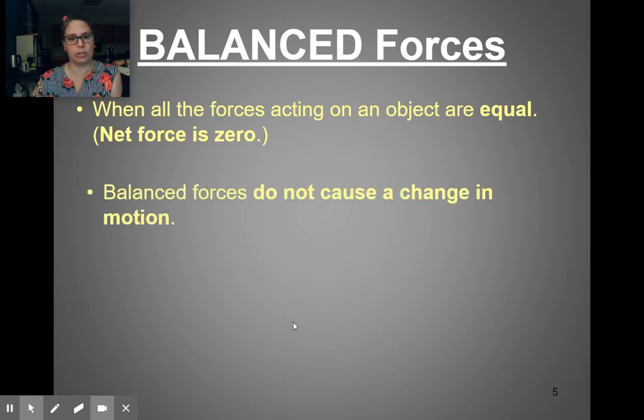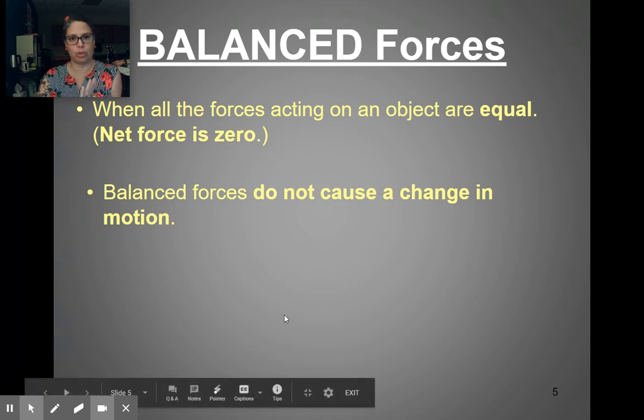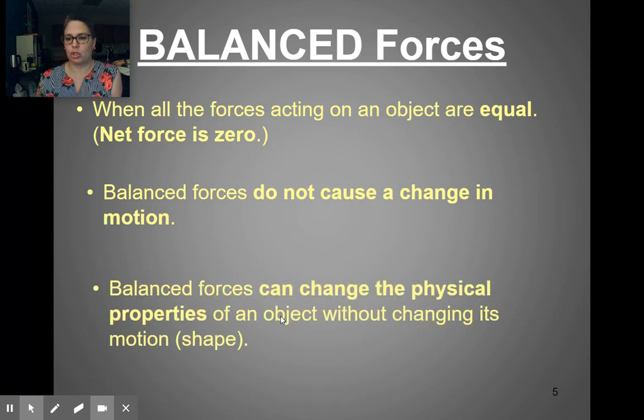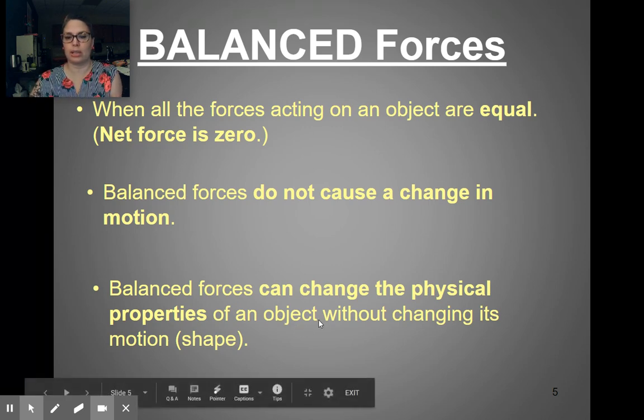Balanced forces do not cause a change in motion. So if something is still, it's going to stay still. Something in constant motion is going to stay in motion. That's balanced. Balanced forces can change the physical properties of an object without changing its motion. Picture this: a beat up old car in a compactor. There's force coming from both sides. The car's not moving, but the force applying on both sides is squishing the car. Is it changing the shape? Yeah. Okay, but the car's not moving. It's not changing its position. It's in the same spot. So that's considered balanced force, and that's a change in shape.